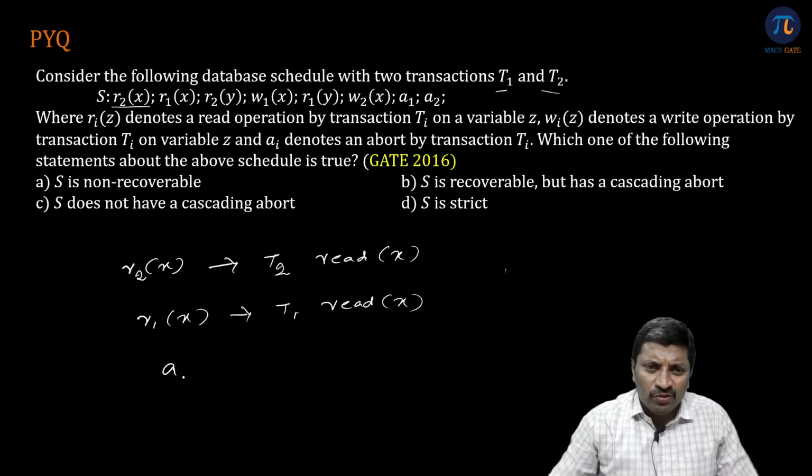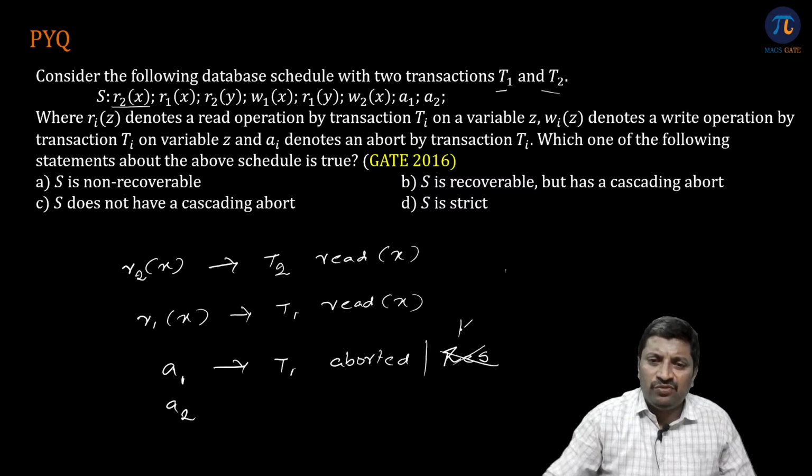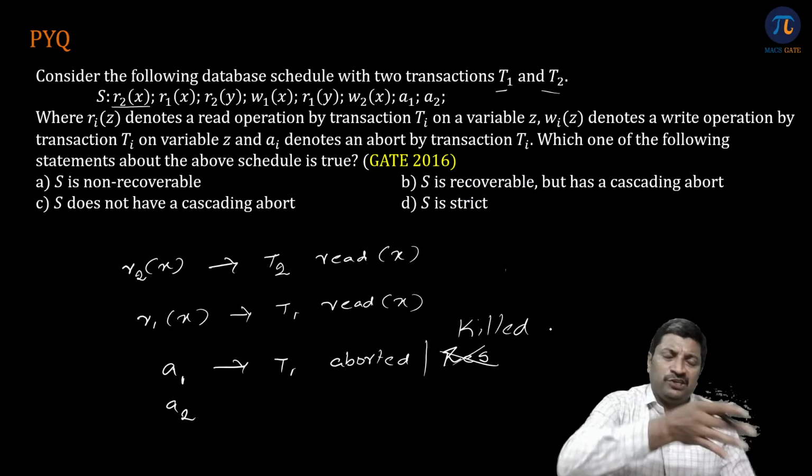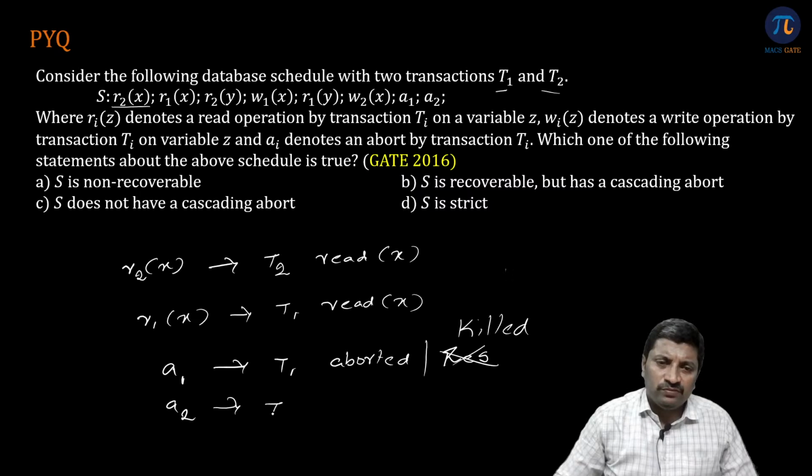And there is one more, A1, A2. What is A1, sir? T1 aborted. That means it was killed and it needs to be restarted. So, okay, in our simple language, you can say you killed it. So it may be restarted. Similarly, A2 also.